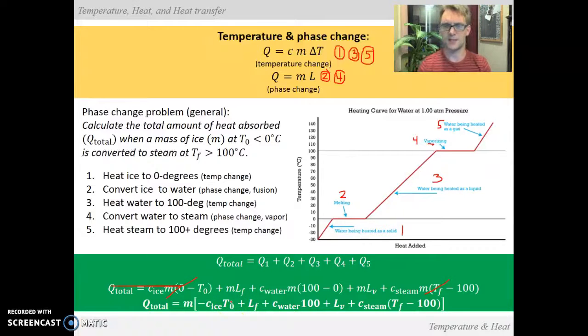So hopefully that makes sense, but I think it's very important to make sure you know how to implement this with your phase changes versus temperature changes. And hopefully this general idea helps.